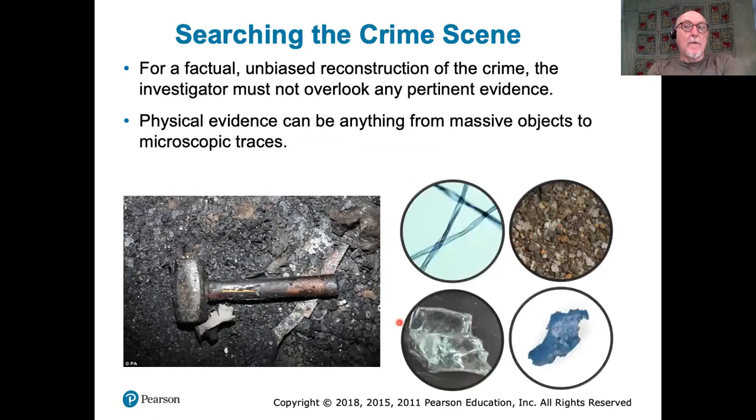So some of the physical evidence at the crime scene may be extremely obvious. It may be a blood-soaked hammer or a knife or something like that. That is relatively easy to spot. But a lot of physical evidence may in fact be extremely small, or it may be hidden. And this we refer to as trace evidence. It may be as small as hairs, grains of sand, chips of paint, fragments of glass. All of these things are likely to have evidentiary value.